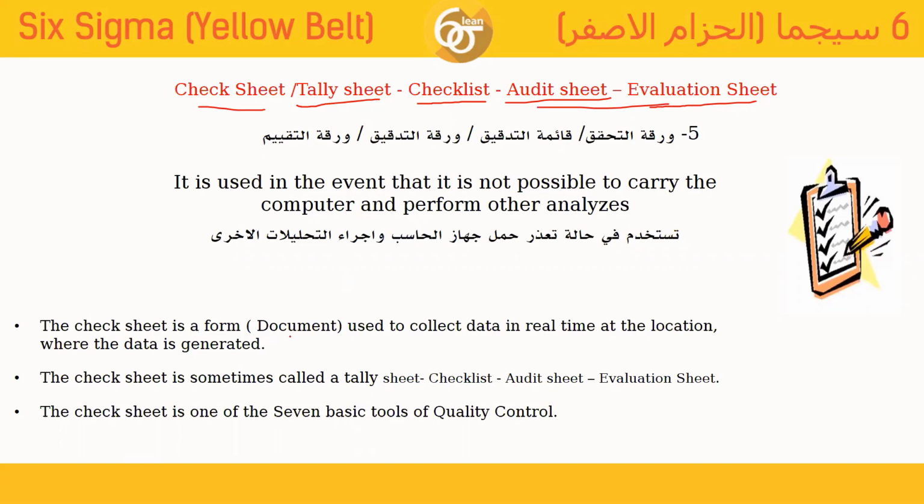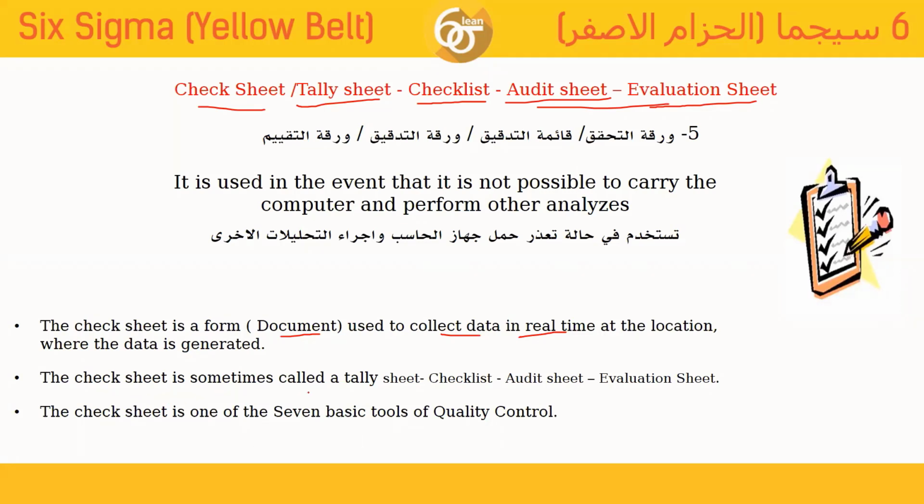So this check sheet is a document used to collect data in real time and at the location where the data is generated. When you are collecting your data, you will use the check sheet to help you collect the data, and you can even analyze within the same time. So if you don't have resources, you can use the check sheet or the tally sheet.